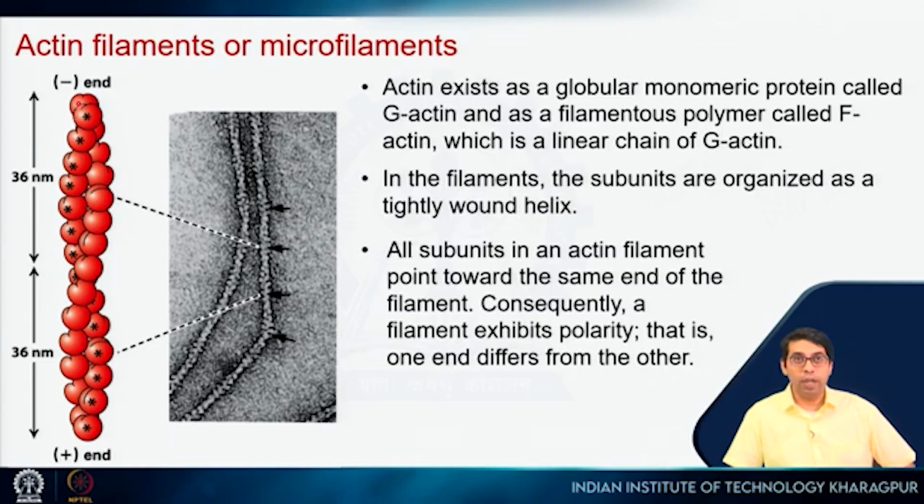So you can see that one end is labeled as a negative end and the other end is labeled as a positive end. The way we can differentiate these two ends is by seeing how fast the actin polymer grows. So it grows faster at the positive end compared to the negative end. So from the rate of growth, we can tell this is the negative end and this is the positive end.